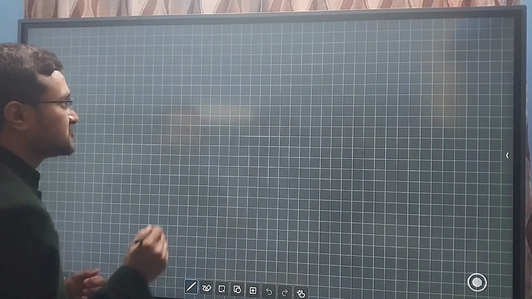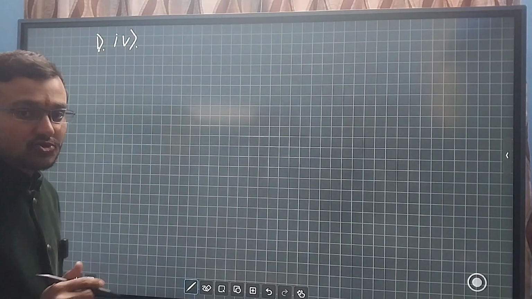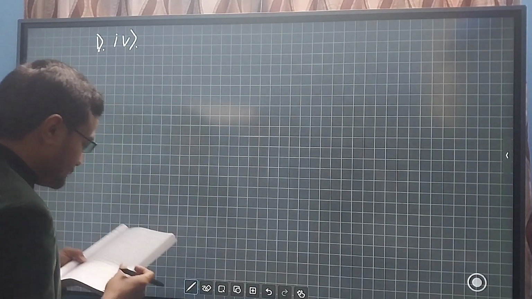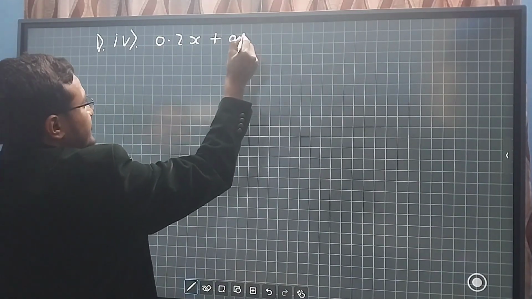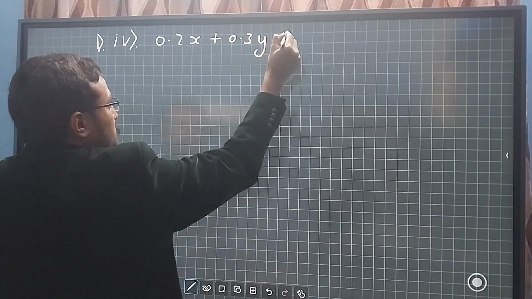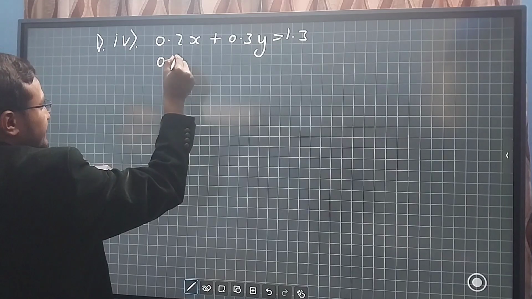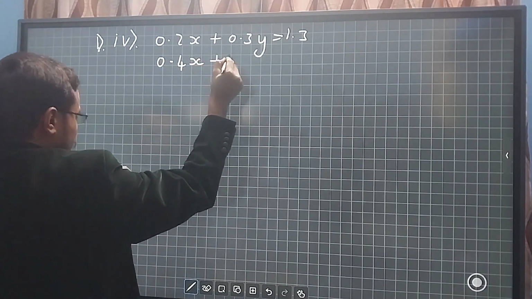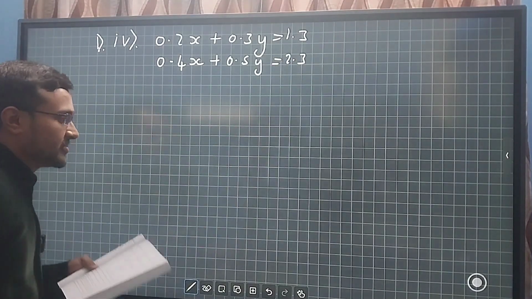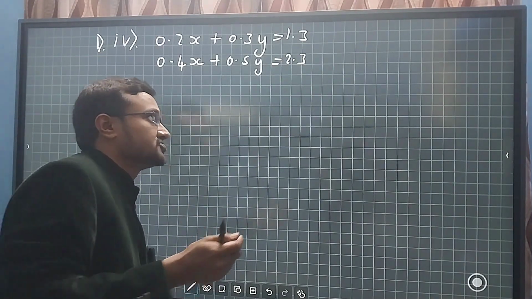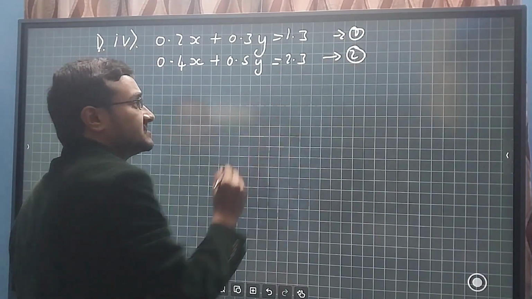Now the third question in the first question is easy, so you can solve it on your own. Now we will be moving to the fourth question in the first question. In the fourth question you have 0.2x plus 0.3y is equal to 1.3, and in the second equation you have 0.4x plus 0.5y is equal to 2.3. So now we have two equations in this fourth question. This you can call as equation 1 and this you can call as equation 2.